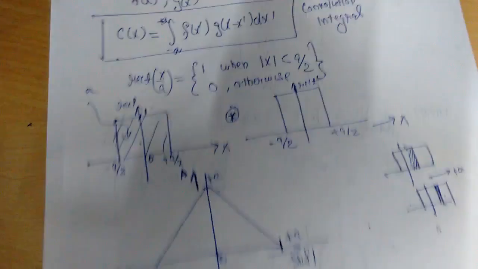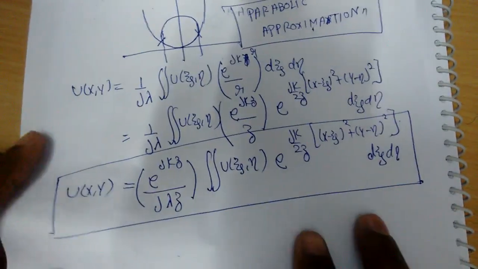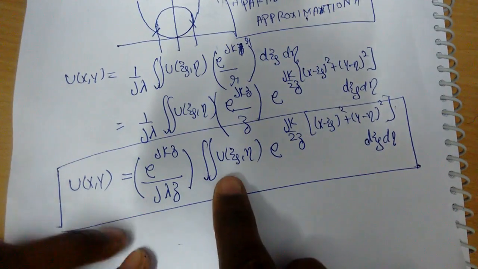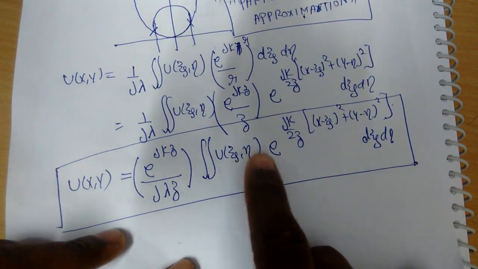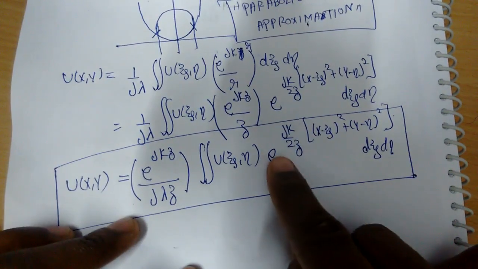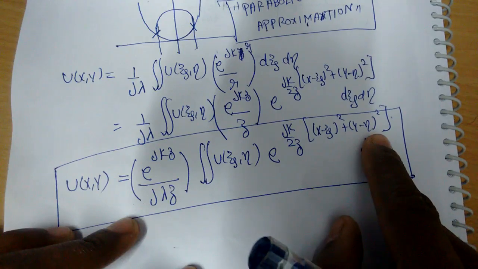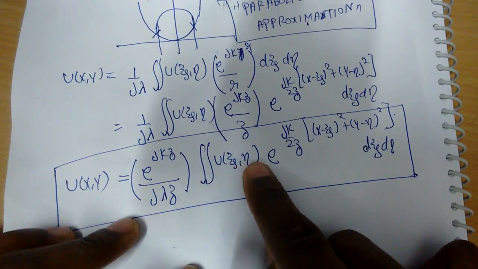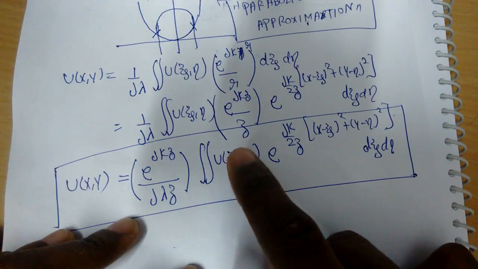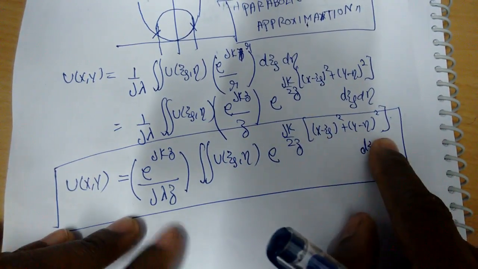And if you see carefully, this integral is also of the form of convolution, because this is nothing but the convolution of u(zeta, eta) with a quadratic phase function e raised to power jk upon 2z (zeta square plus eta square), or if you call this u of (x, y), this is the convolution of this with e raised to power jk upon 2z (x square plus y square).